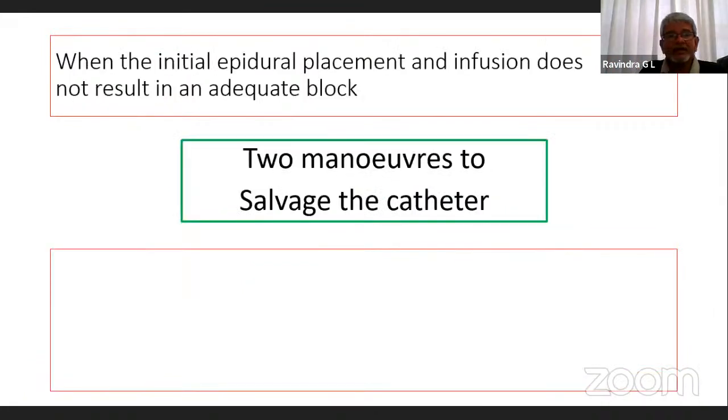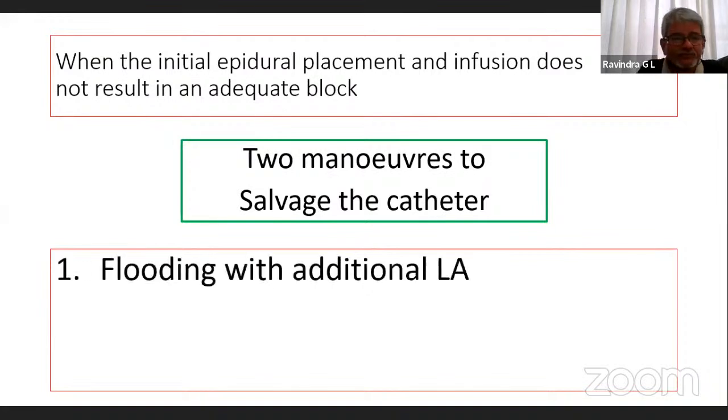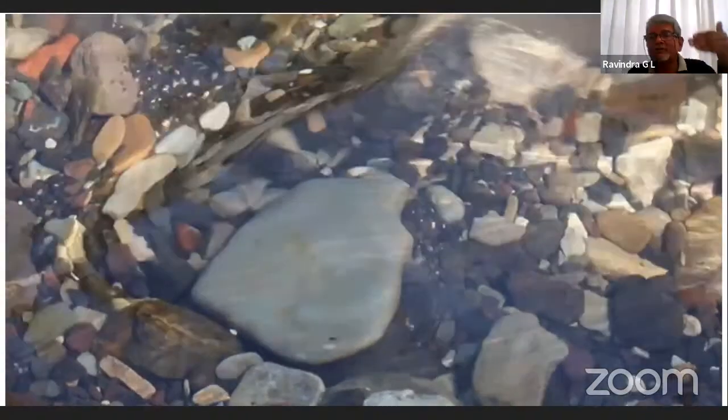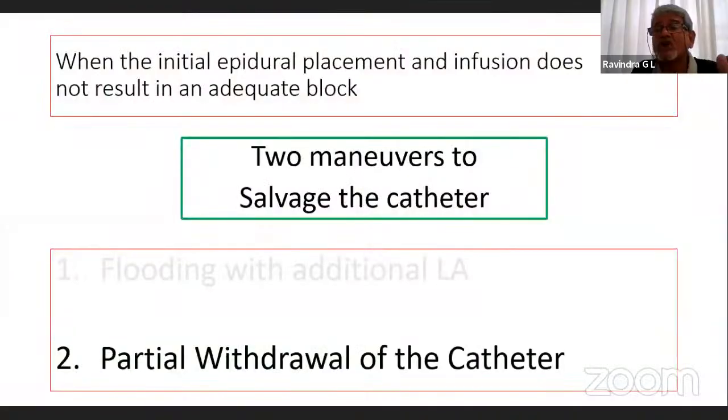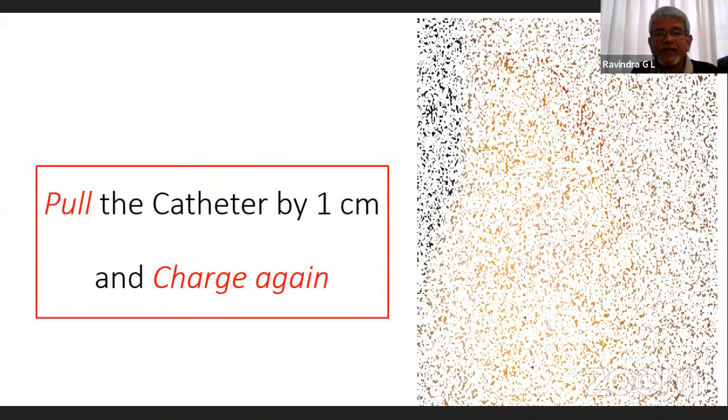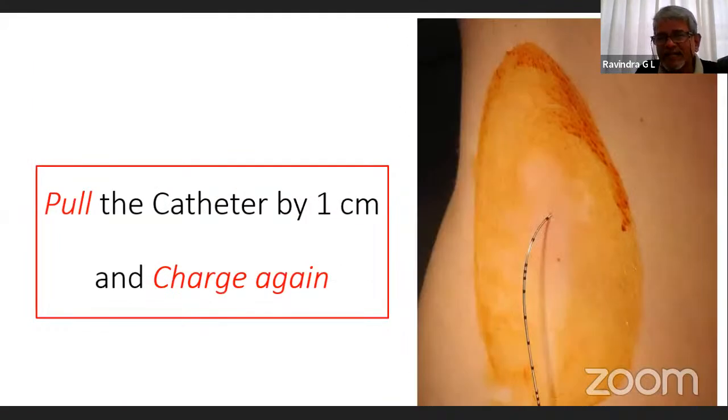and you should know how to tackle them. Now, there are two maneuvers that are suggested to salvage your catheter when it is partially blocked. First one is flooding the catheter with an additional dose, so that the unfavorable position of the nerve fibers also comes into a favorable position. The second one is partial withdrawal of the catheter. These are the two techniques which are described. Pull the catheter. See, now you probably are seeing it. The catheter is placed about 12.5 centimeters, as I see here. So it was too much inside. Pull out by 1 centimeter and charge again.